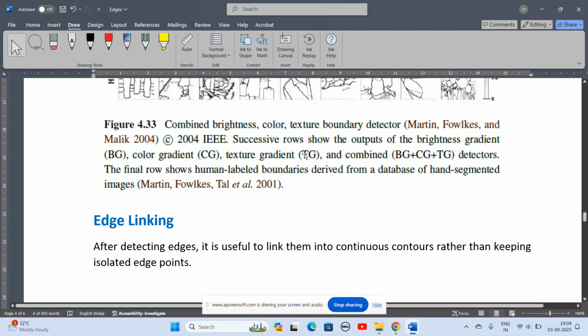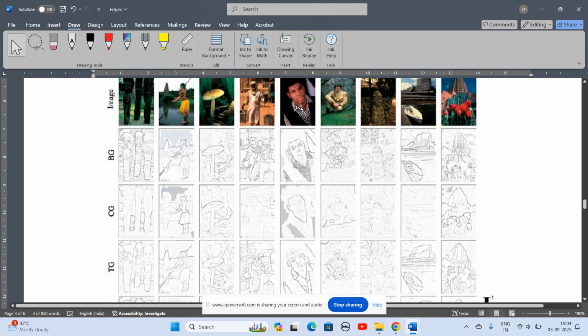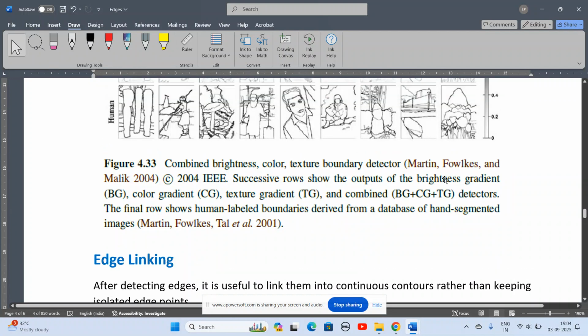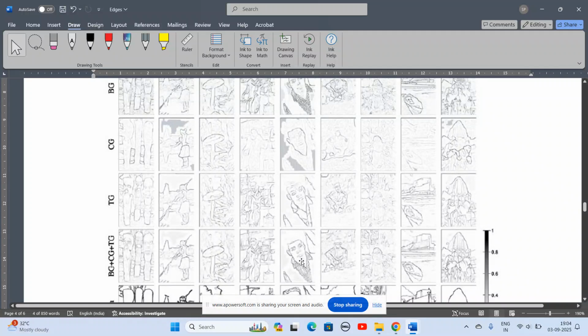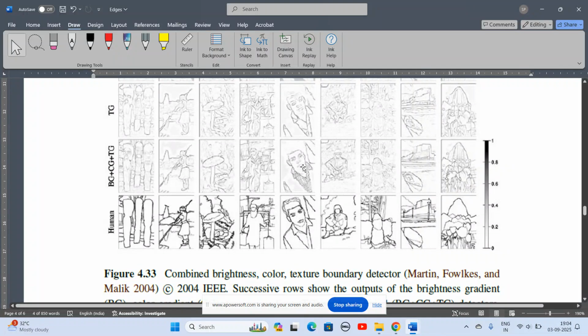The last one is texture gradient. Texture gradient means every feature will be considered better. See this image, the human eye, human nose, human lips are considered better when compared to color as well as brightness gradient. BG, CG, TG, and combining all these gradients results in this. You could see all these three combined to produce this, but that is not that much better when compared to the human detected boundaries.